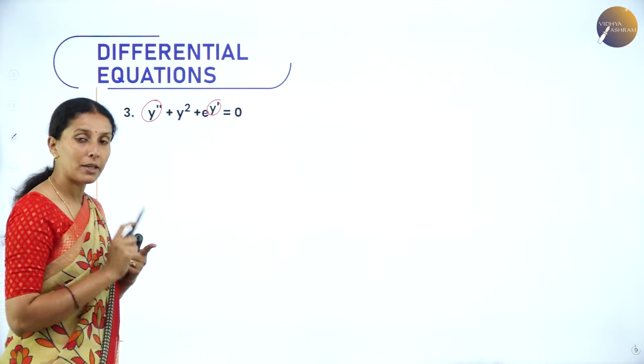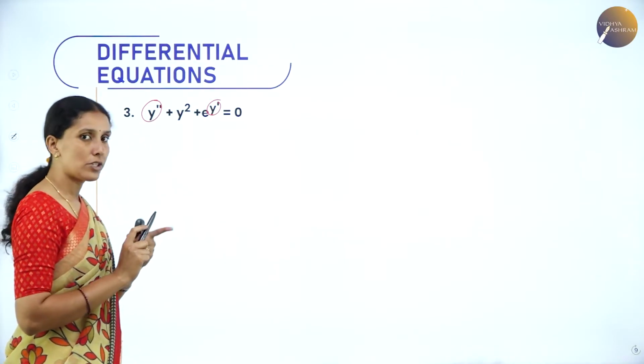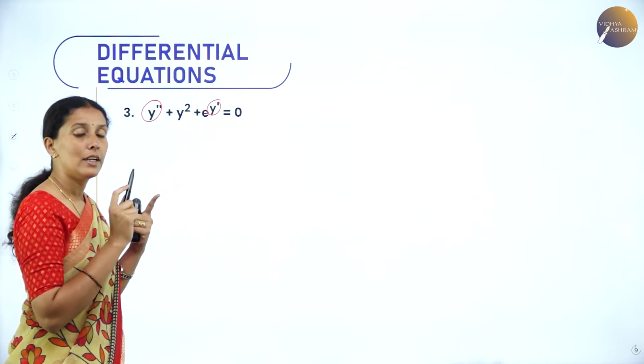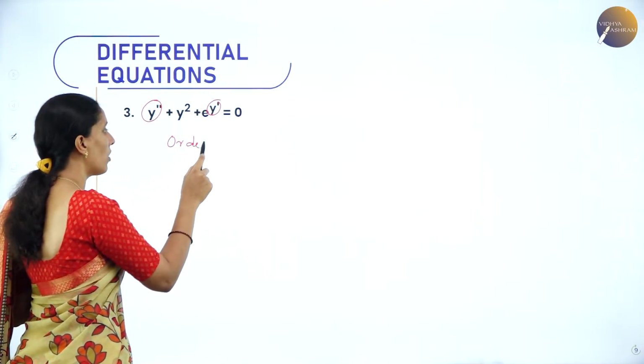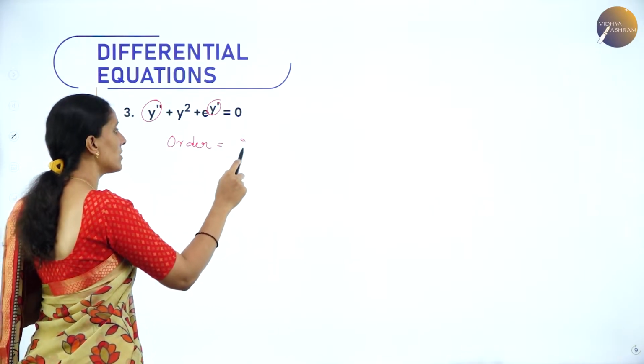The y dash is nothing but dy by dx. Y double dash is nothing but d square y by dx square. So here the order can be defined. Therefore, the order of this differential equation is 2.